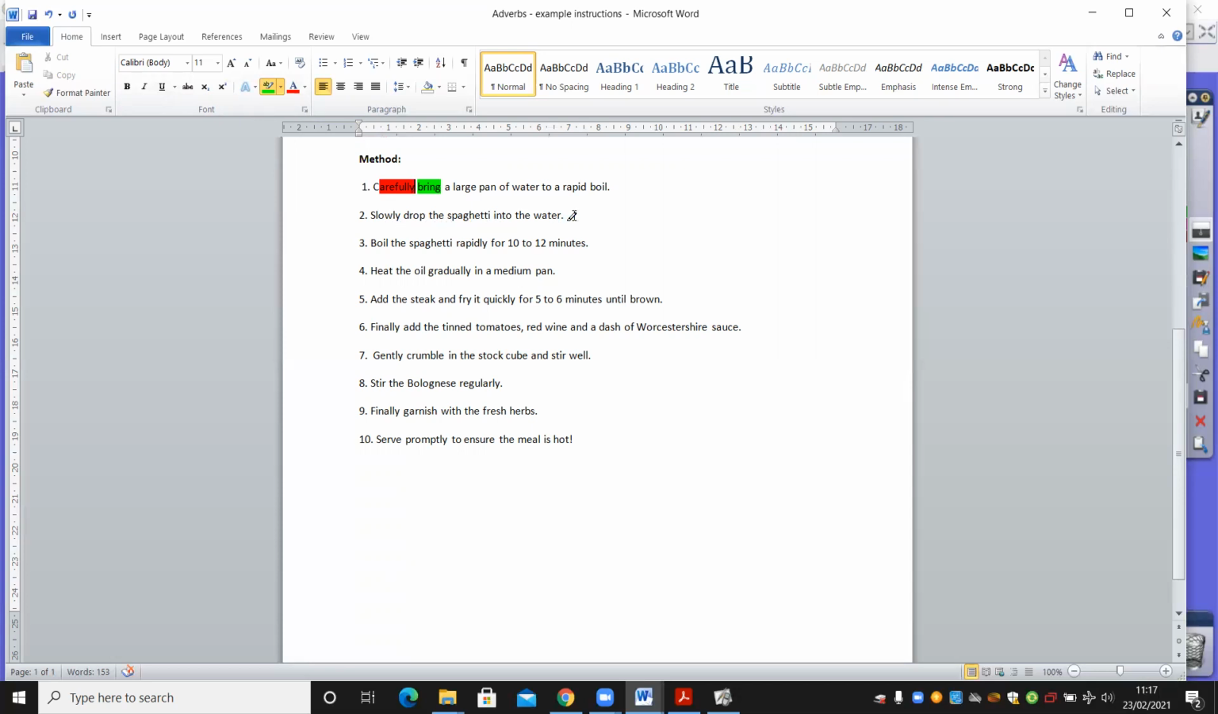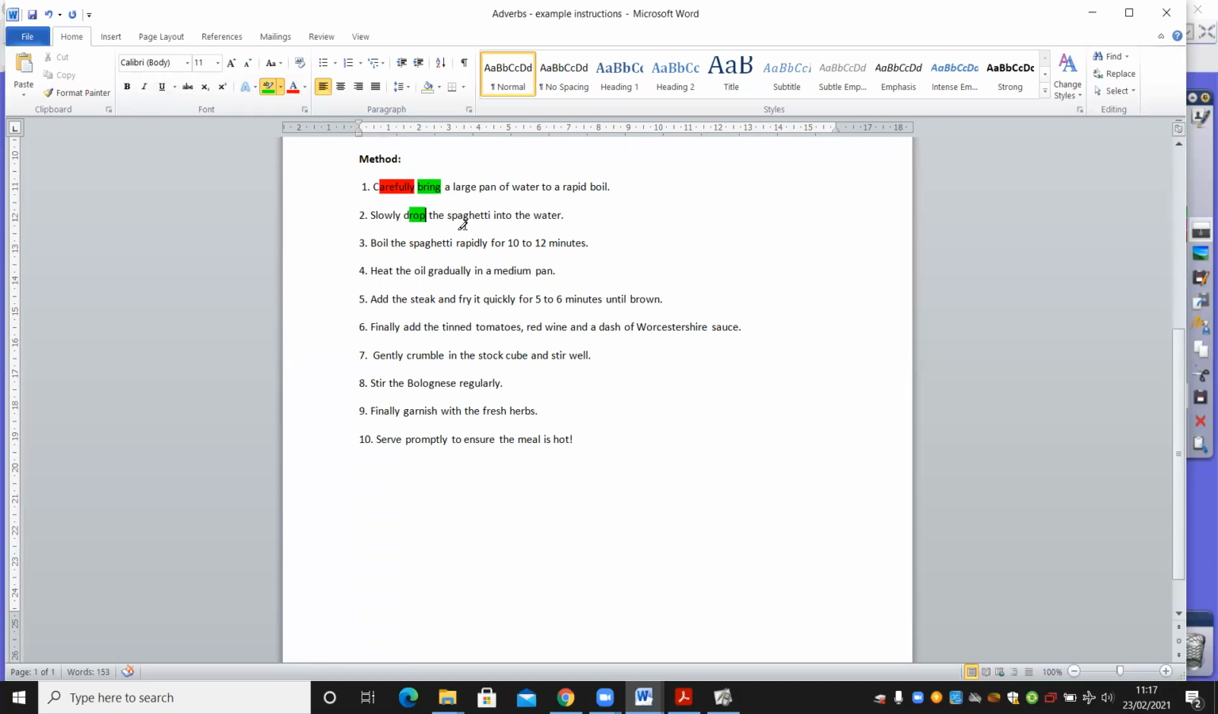Slowly drop the spaghetti into the water. Where is the verb? The imperative verb which tells us what we must do. Drop. Very good. So that is our verb, drop.